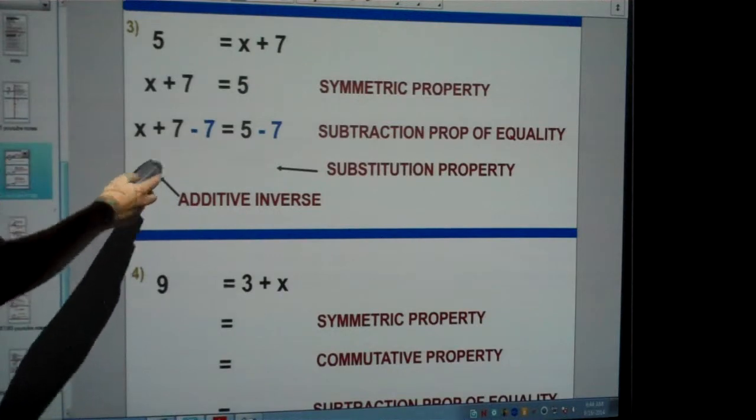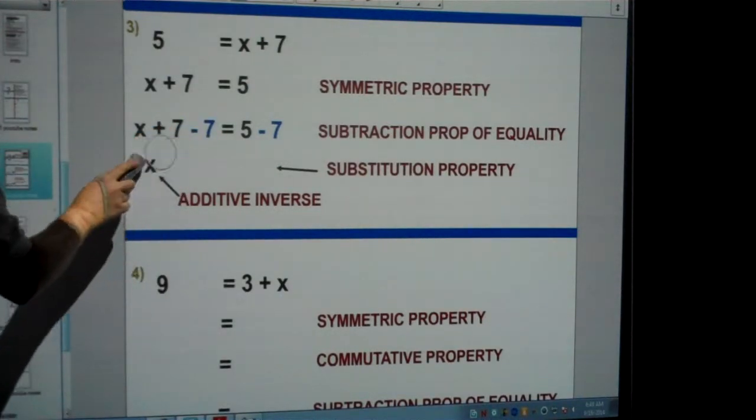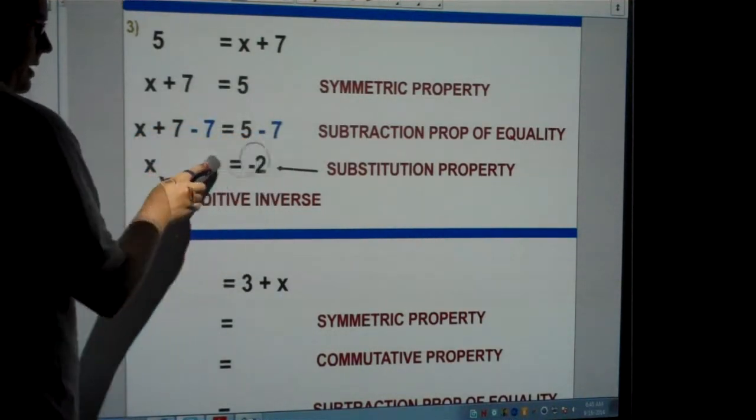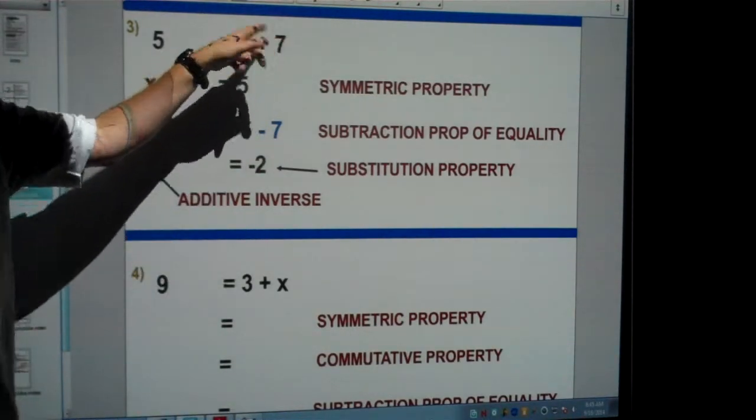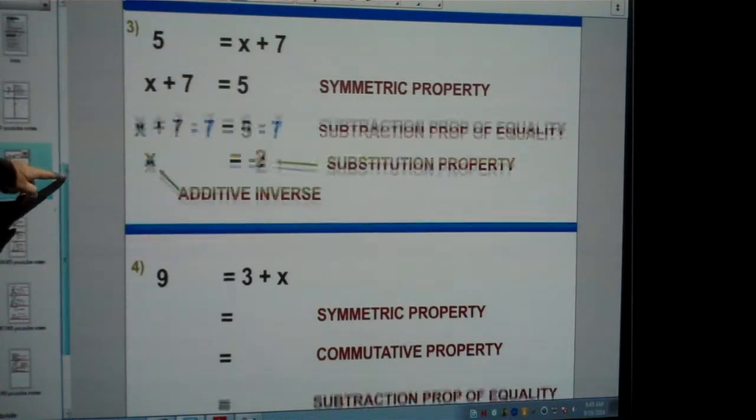7 take away 7 is going to be 0. These two cancel because they're inverses. And then 5 take away 7 is negative 2. And if we plug back to check, negative 2 plus 7 is indeed 5.